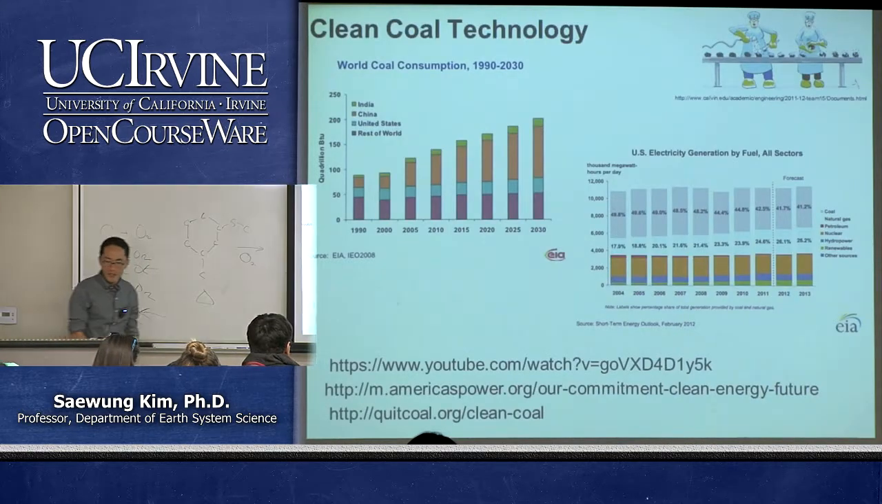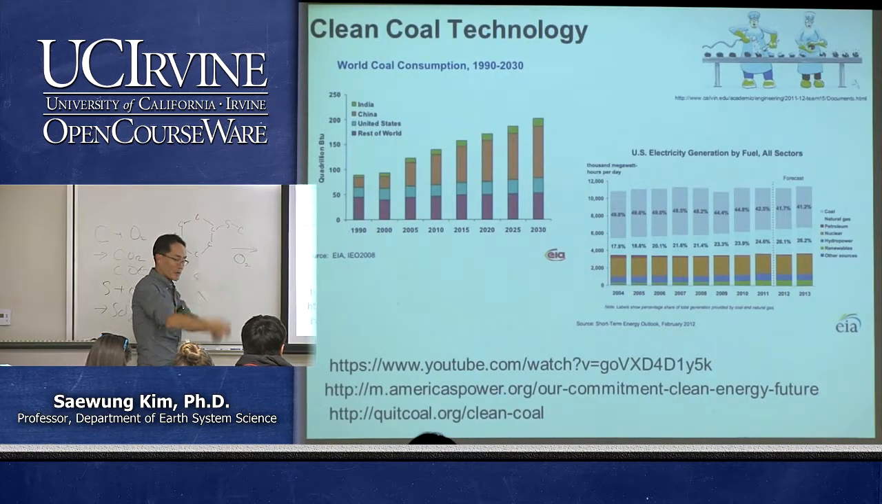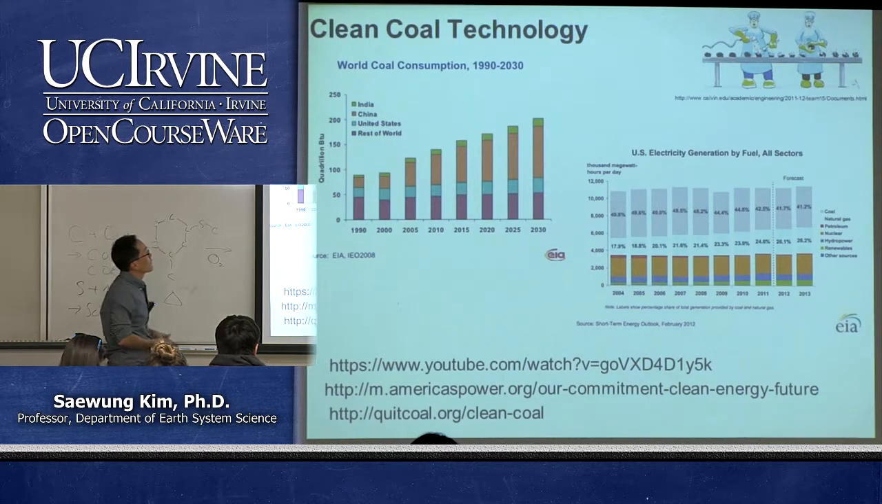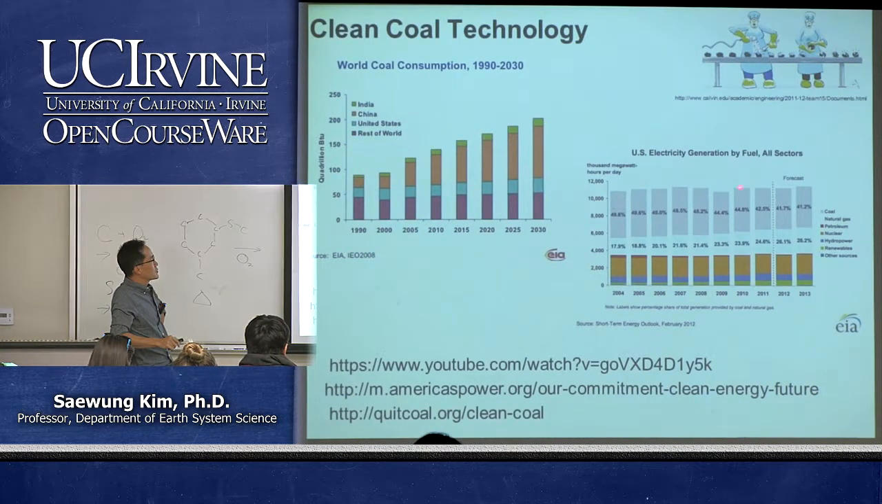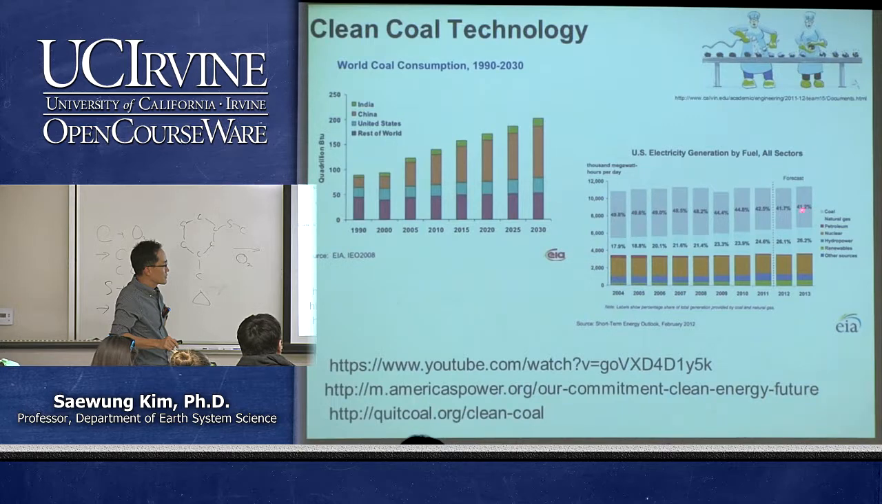But let's talk about clean coal technology. This is going to be the last topic we discuss about coal. Still, coal is the most dominant way to generate electricity in the U.S. This is from 2004 to 2013, and this is the fraction by origin of electricity. So about 50% of electricity in the U.S. is generated by coal-powered power plants.